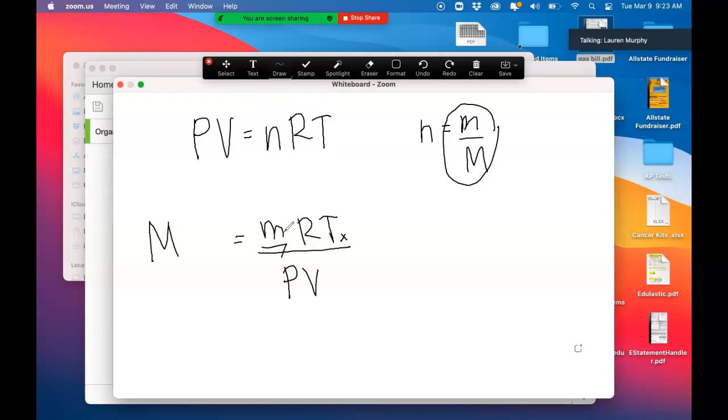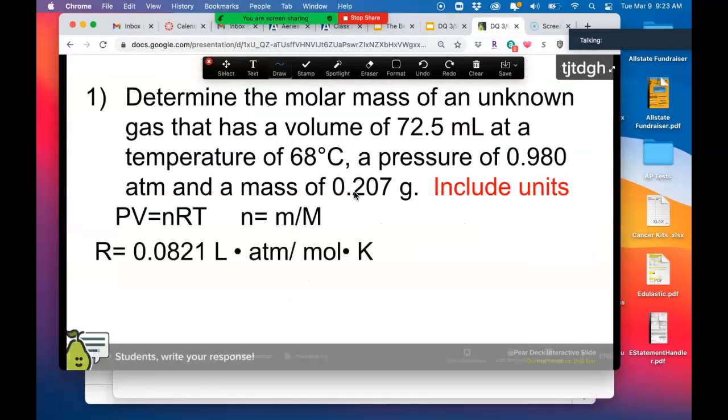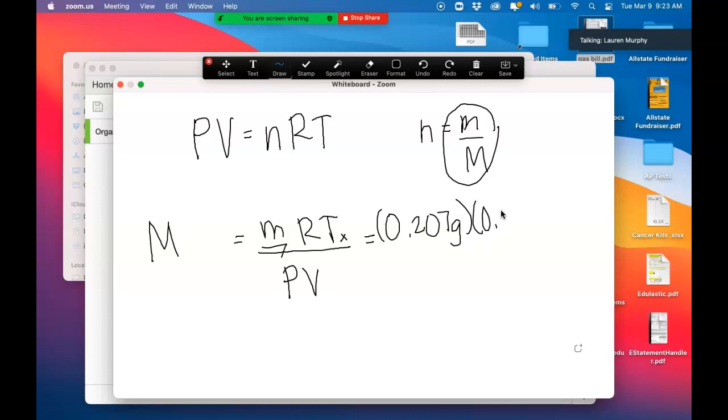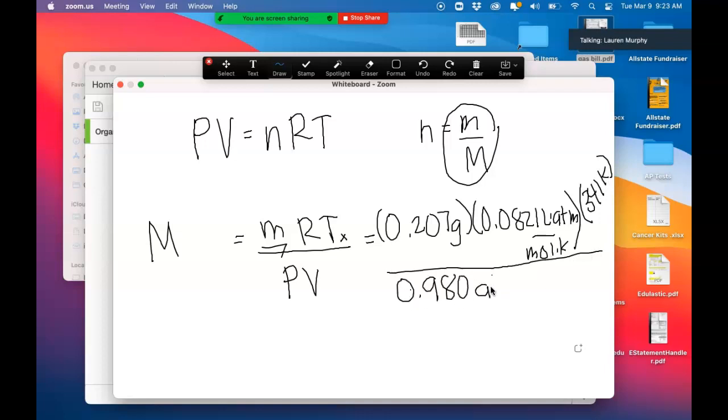Okay, so mass was 0.207. The R was given, 0.0821 liter atmosphere over mole Kelvin. The temperature was, what was it? 341 Kelvin? Yes. Okay. And the pressure was 0.980 atmospheres. And the volume was in milliliters, so we had to change it to liters, 0.0725.